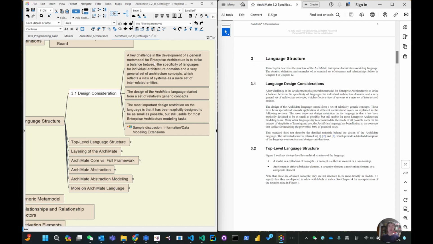The design consideration is based on architecture for the enterprise, and provides a general meta model to solve those key challenges. These key challenges are to strike a balance between the specificity of language for individual architecture domains and a very general set of architecture concepts. When you want to provide a general meta model, you always need such a balance. And this reflects a view of the system as a mere set of interrelated entities.